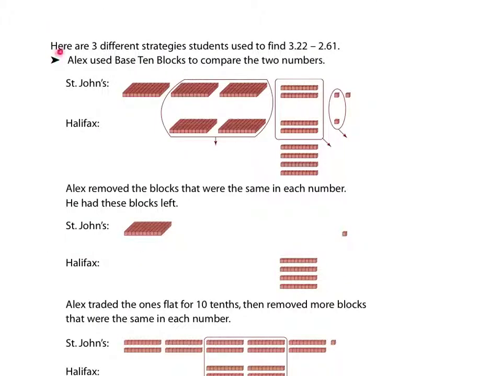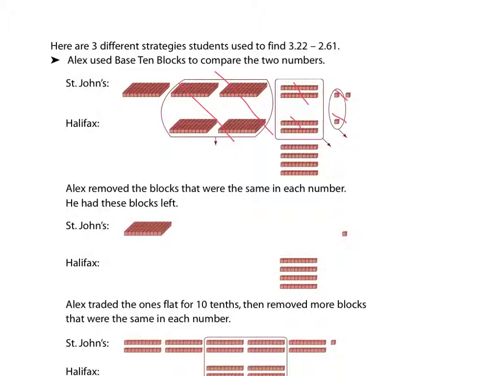Here we are using base 10 blocks as the first strategy again. Here we have 3 ones, 2 tenths, and 2 hundredths. And for Halifax, we have 2 ones, 6 tenths, and 1 hundredth. So we're removing the blocks that are the same. We've got 2 here that are the same, so we get rid of those. Here we've got 2 the same, so we get rid of those. Here we've got 1 the same, we get rid of those. And then we look at what's left.